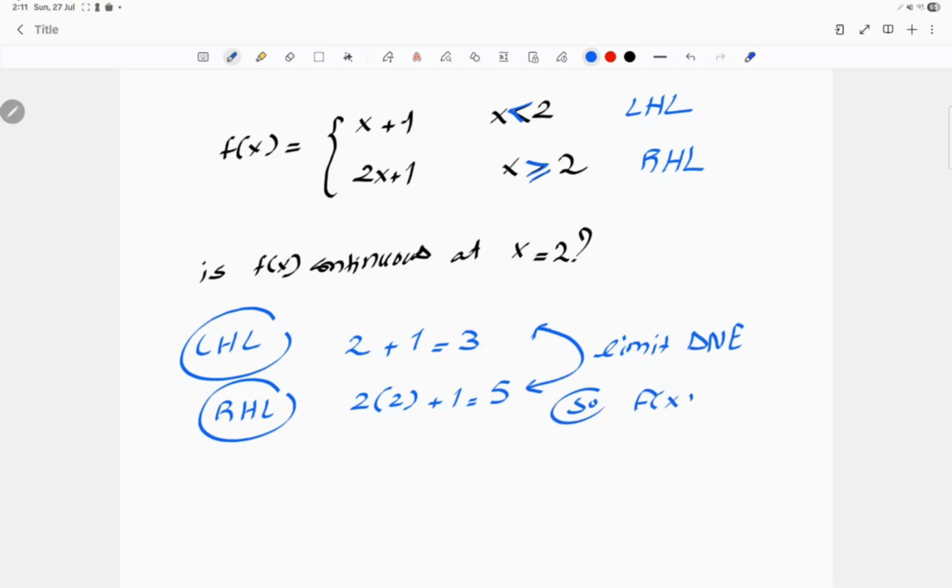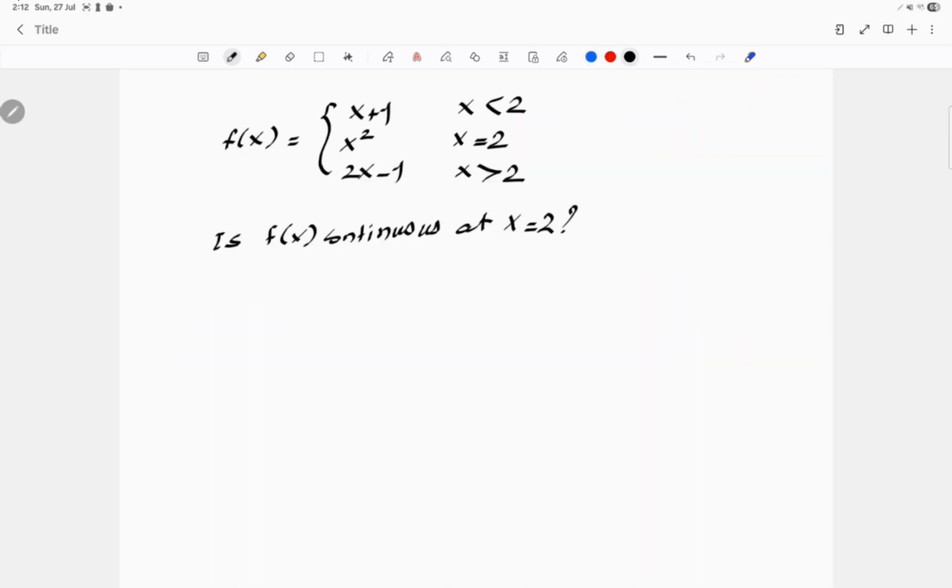So the function is not continuous. Okay. So where is my left-hand limit? Less than. Right-hand limit? Bigger than. Are they the same as each other? How much? 3 and 3. So the limit as x approaches 2 from both sides is equal to 3.